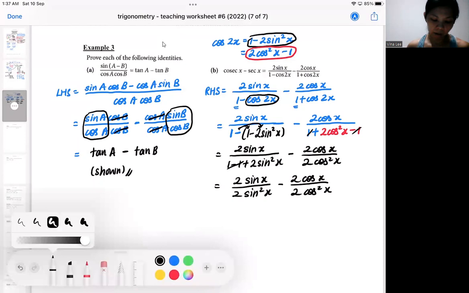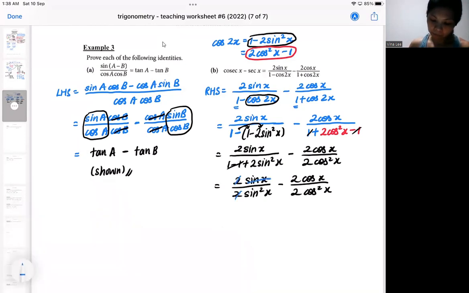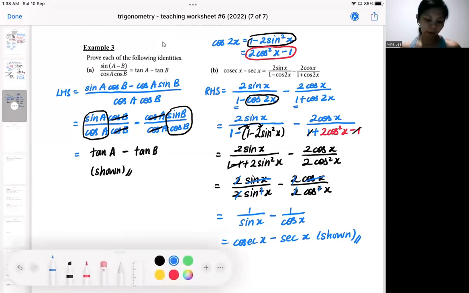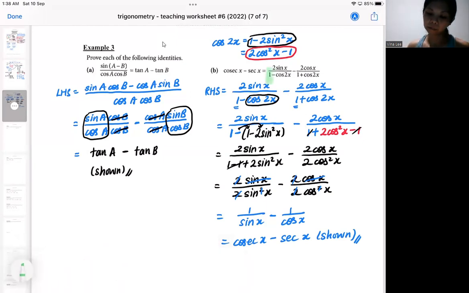So you just have to cancel carefully. You will actually get cosecant minus secant. So you got to use the correct formula so that the numerical value here can be removed. So you got to stare at the formula to choose the correct one. Okay, so that is the proving part.